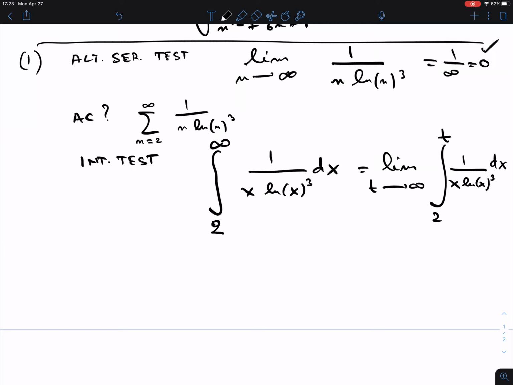Now, of course, another condition of the integral test, it's not just if the other two don't work, is that I have to be able to integrate. If it's something I cannot integrate well, then I have to come up with something else. All right?